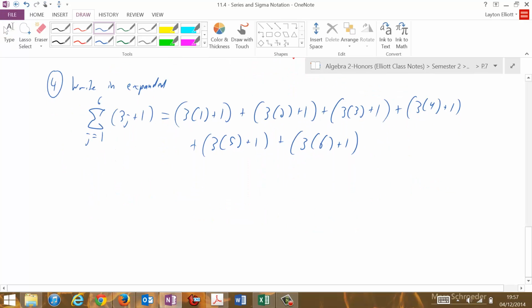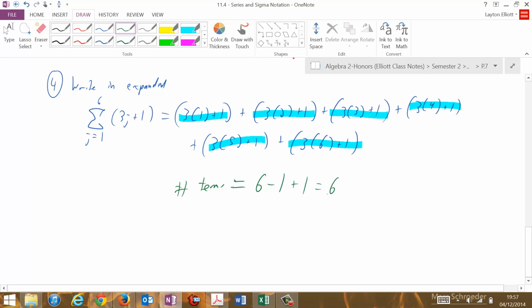And if I look and check, there are actually 6 terms here. 1, 2, 3, 4, 5, 6. And that makes sense. My number of terms is equal to the upper limit minus the lower limit, and then plus 1. And that would be 6 terms. So that matches. And so I've got all my terms down.